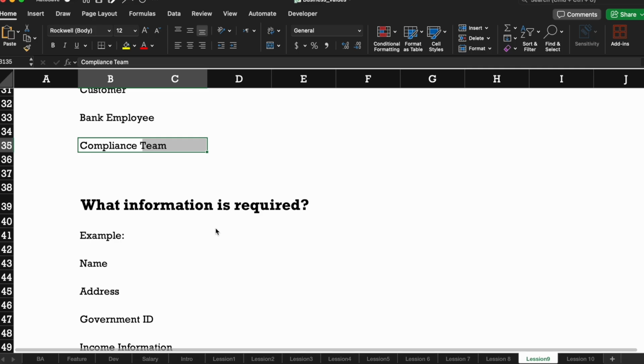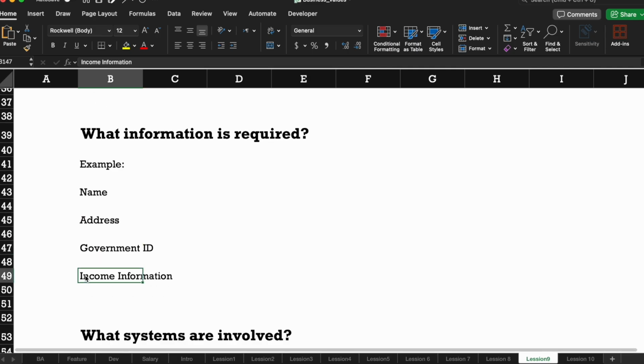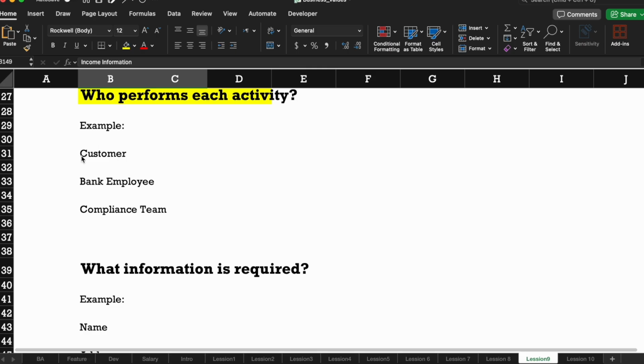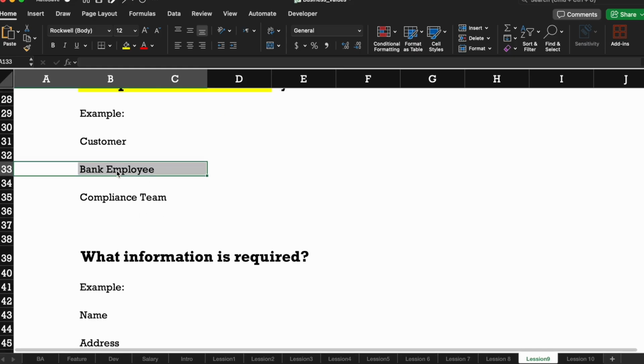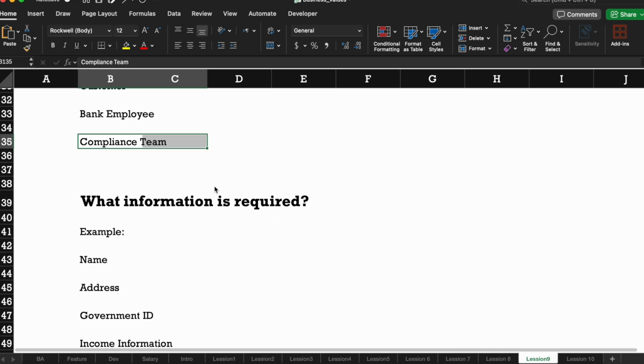Okay, so what information is required? Example, name is required, address is required, government ID is required, income information is required, right? So here the person who wants to open an account is the customer, who processes the request is the bank employee, who validates the customer document is the compliance team. So that's the who involved in this process.